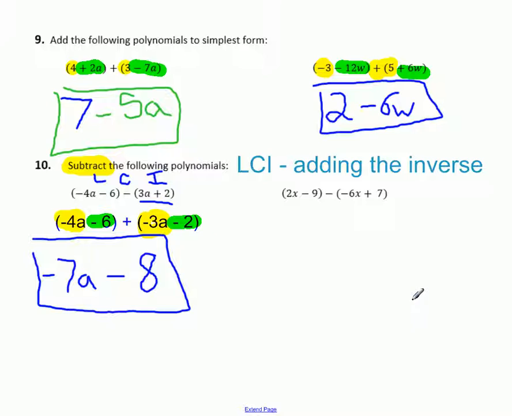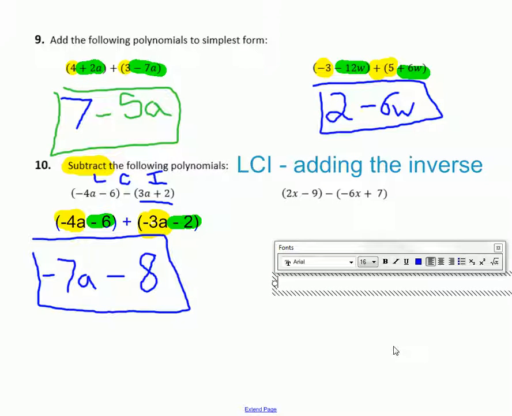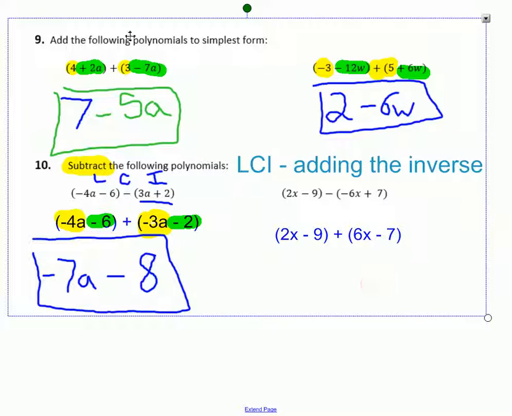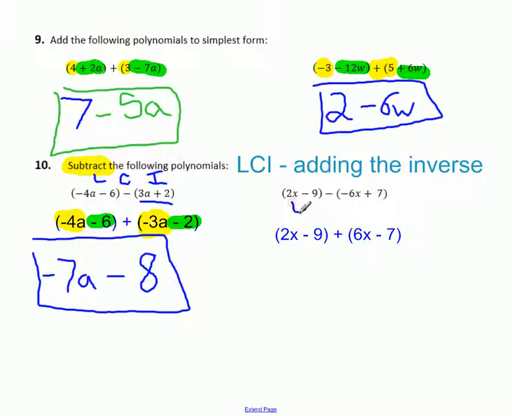If I see a subtraction problem, I rewrite it as an adding problem first, adding the inverse or adding the opposite when I am subtracting. So same thing over here. Before I start, I'm going to rewrite this as an adding problem. 2x minus 9, I leave that part alone. I change the subtraction to addition, and then I take the inverse of negative 6x plus 7, which would be positive 6x minus 7. Make that a little bigger for you. There we go. Again, I use my rules, leave, change, inverse.